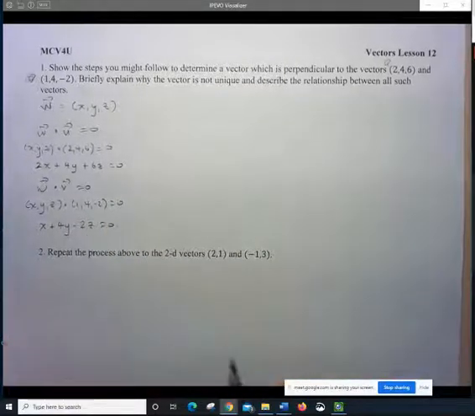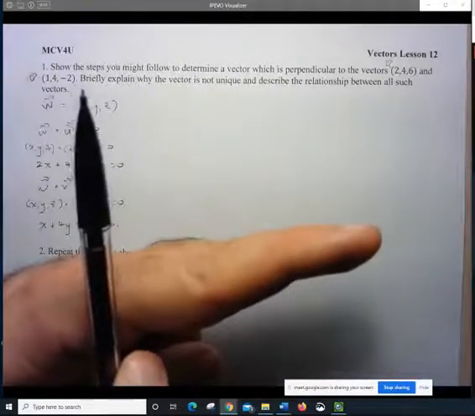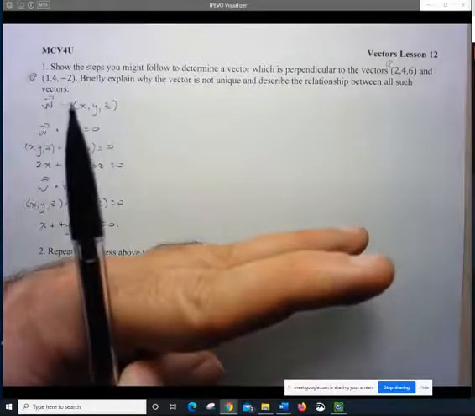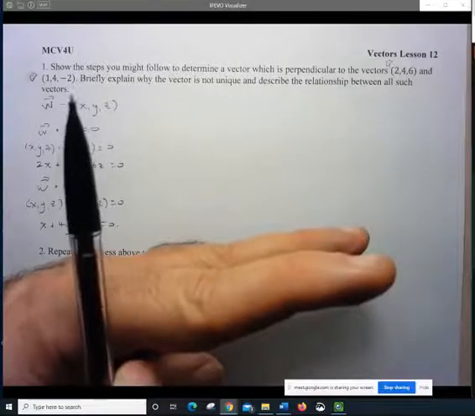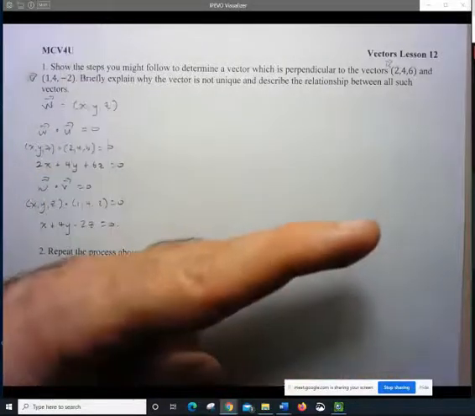Now, the other thing is, remember what we have: you've got these two vectors and you want to come up with a vector that's perpendicular to those two vectors. You can probably figure out that there's more than one vector that's perpendicular to these two vectors.